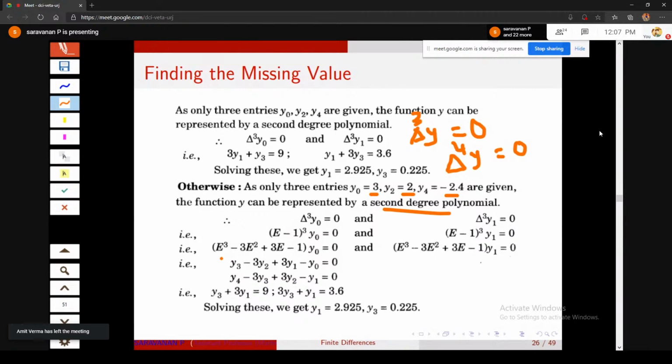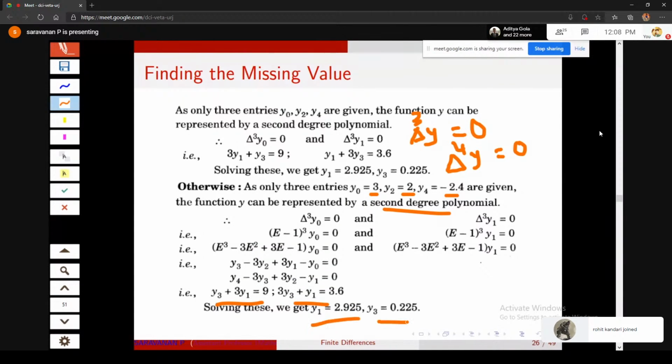What is E cube of y0? Y3. E square of y0, y2. E of y0, y1. 1 into y0, y0. Similarly here. Now substitute whatever values you know. So you'll get two equations in terms of y3 and y1. You solve these two equations to get y1 and y3. That's all.